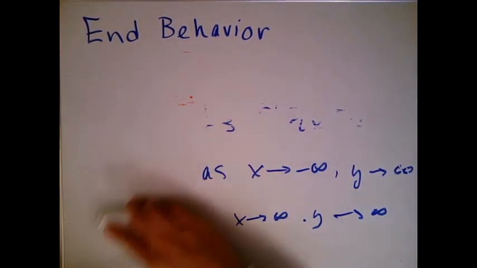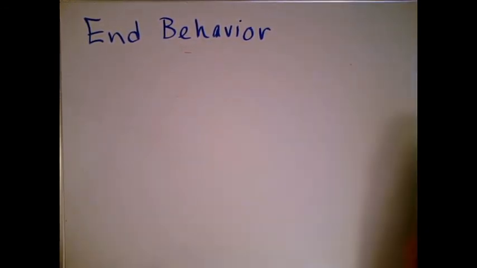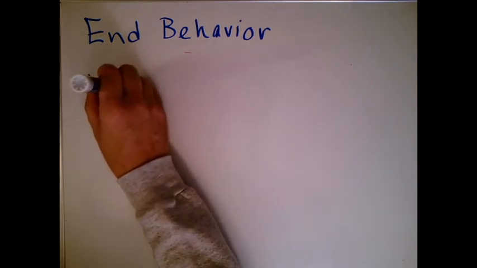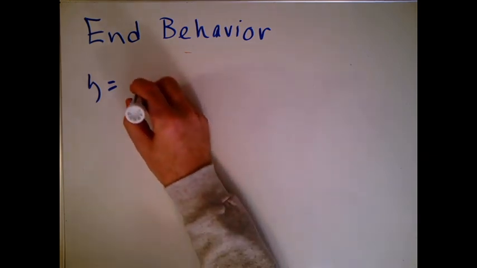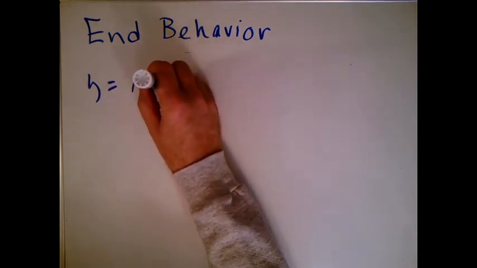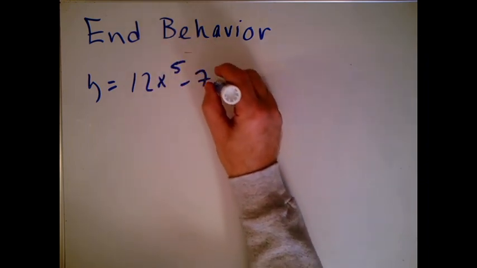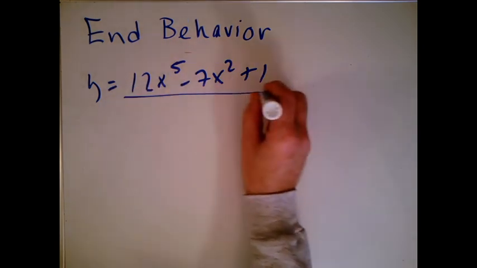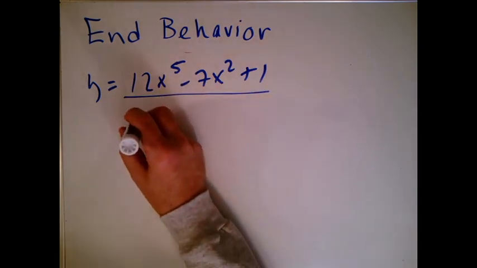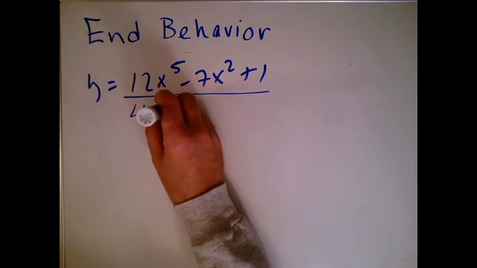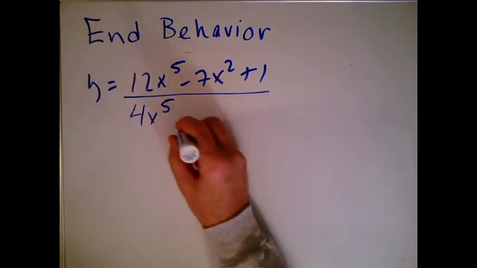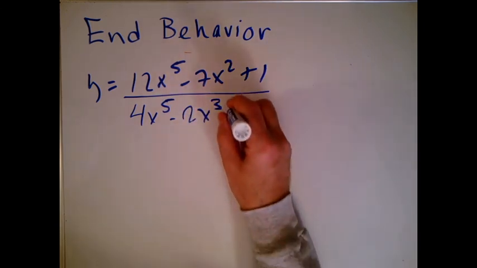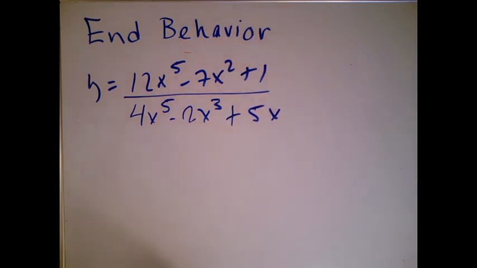Let's look at the second example. Second example looks like y equals, and I get 12x to the 5th minus 7x squared, I think it was plus 1. And on the bottom, I see 4x to the 5th, and then minus 2x cubed, plus 5x. And remember, we're talking only about end behavior.